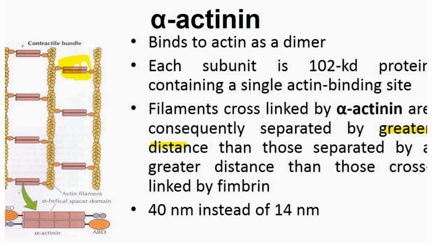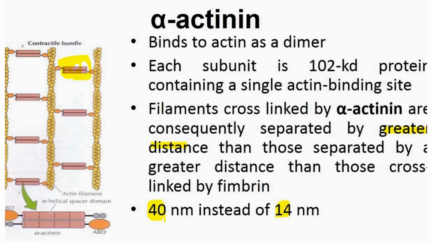Because the length of alpha actinin is 40 nanometer instead of 14 nanometer for fimbrin. These figures, 14 and 40, themselves suggest that the distance between the parallel arrays for alpha actinin is much more than that of fimbrin.